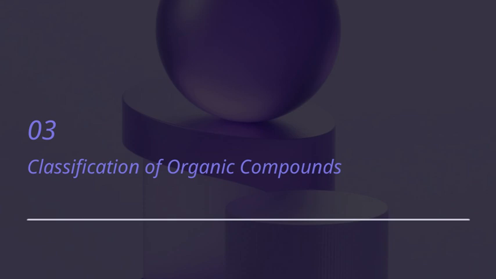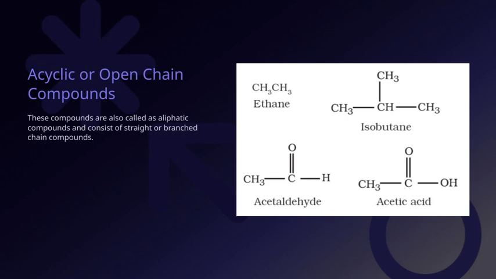This classification ties back to our overall theme of understanding organic chemistry as a foundation for many fields, from medicine to materials science. These compounds are also called aliphatic compounds, and they mainly consist of straight or branched chain structures. When we talk about acyclic or open chain compounds, we're referring to molecules that do not form rings. Instead, their carbon atoms are connected in a chain that can be either straight or branched.